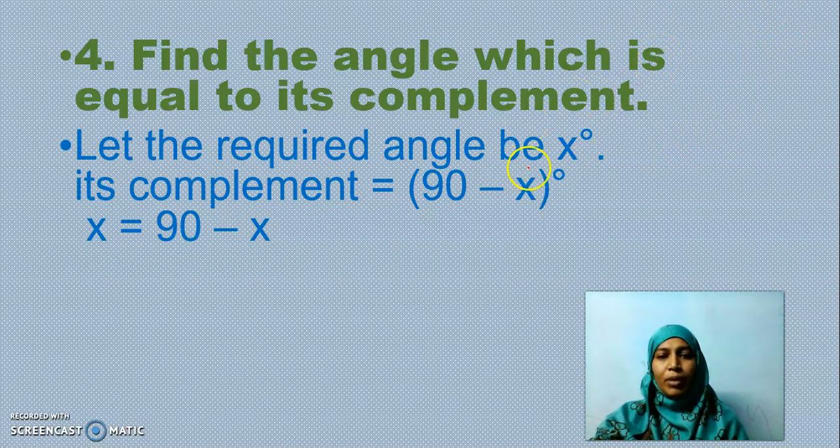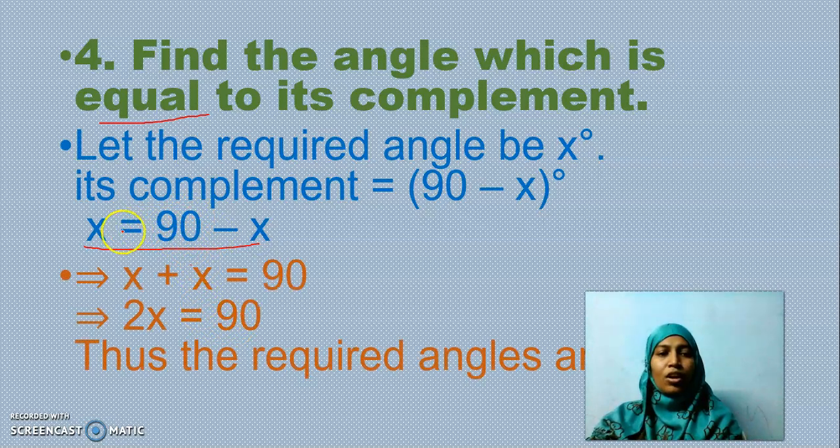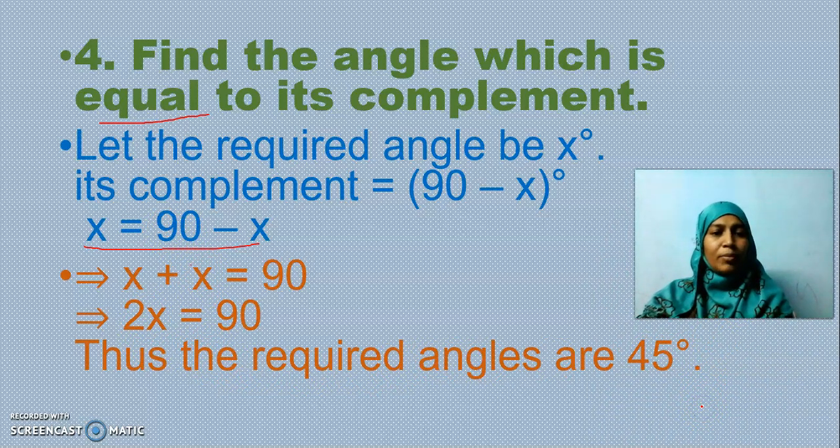Let the required angle be x. Its complement is 90 minus x. That's how we will find the complement. And the condition is equal. That is the condition stated here, equal. So, I am equating x is equal to 90 minus x. You know how to simplify this equation by bringing the x to the left hand side, and 2x is equal to 90. Thus the required angle is 45 degrees. Is it clear, my dear children?